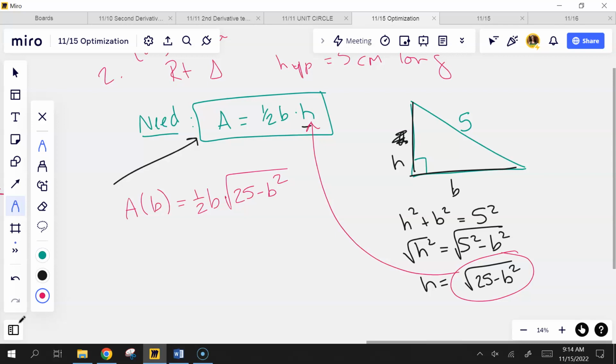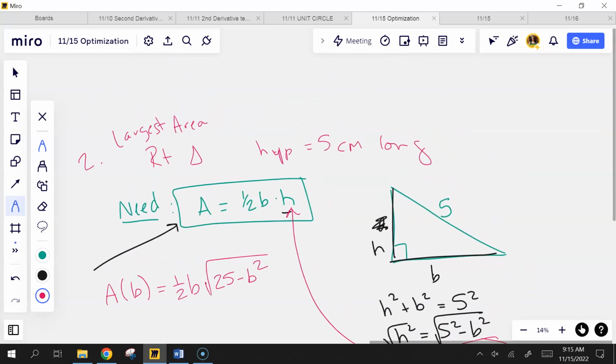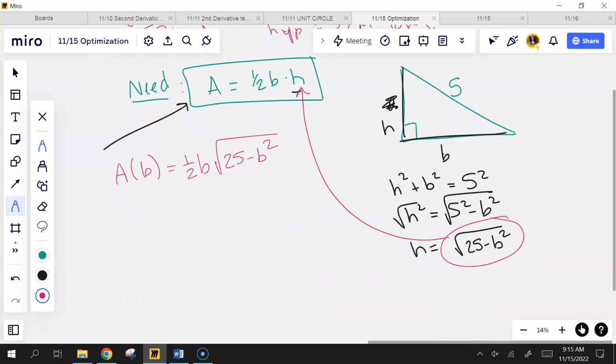Now comes the calculus. Find the maximum, right? What was I trying to find in the beginning? The largest area. So maximize area. Find where the maximum area happens. Okay, I know to do that I need to take the derivative.